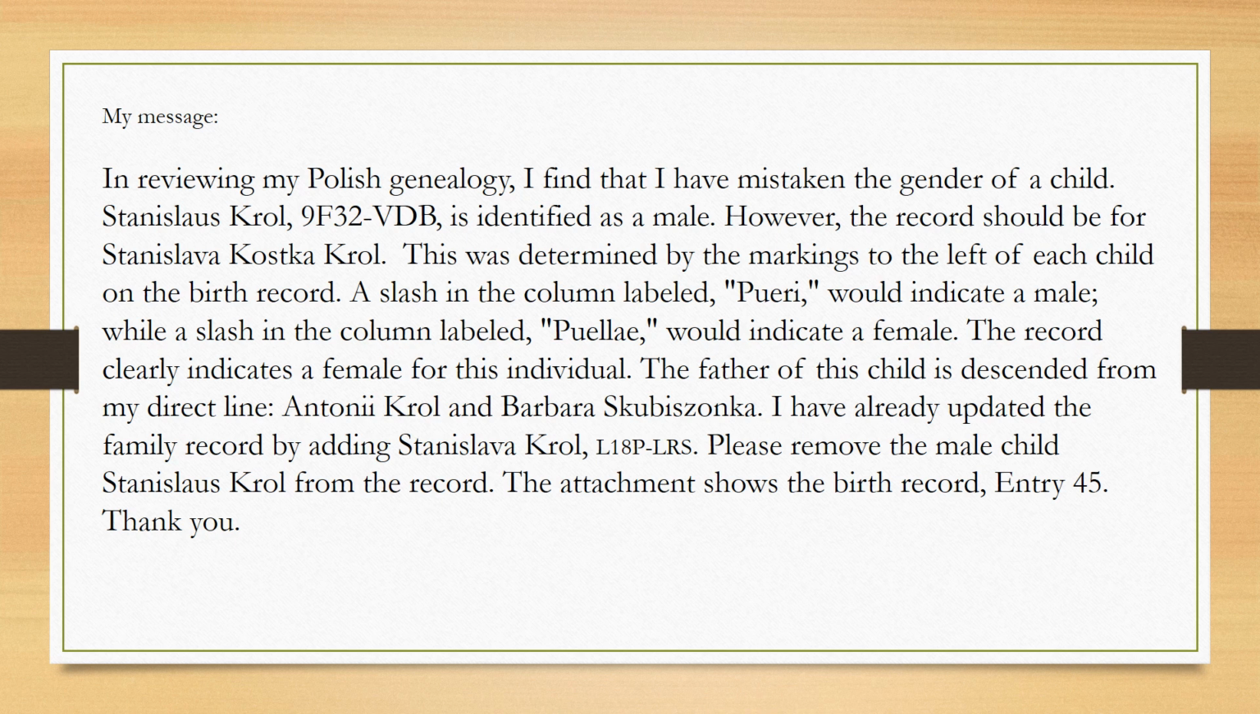In reviewing my Polish genealogy, I find that I have mistaken the gender of a child. Stanislaus Kroll, 9F32-VDB, is identified as a male. However, the record should be for Stanislava Koska Kroll. This was determined by the markings to the left of each child on the birth record. A slash in the column labeled Prirai would indicate a male, while a slash in the column labeled Puelai would indicate a female. The record clearly indicates a female for this individual.